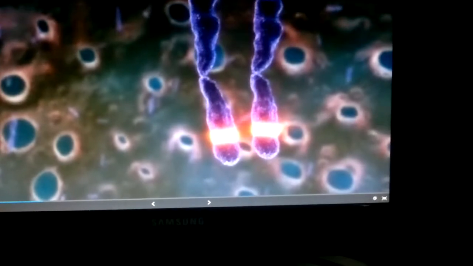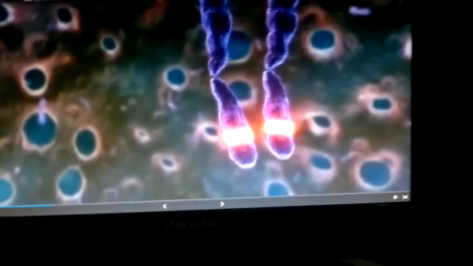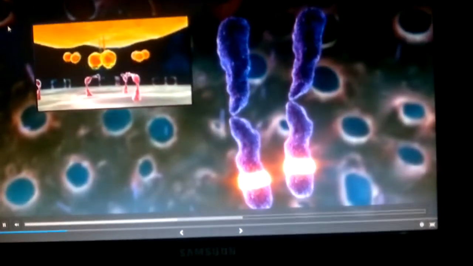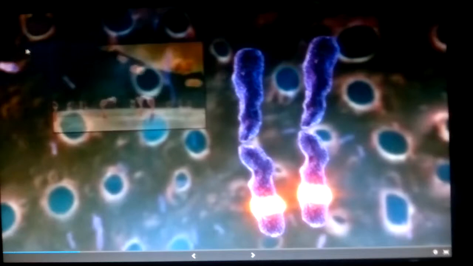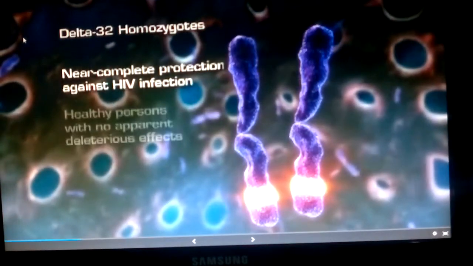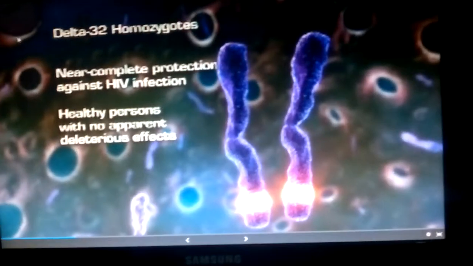Persons who inherit two copies of the CCR5 Delta 32 variant from their parents, known as Delta 32 homozygotes, have no functional CCR5 co-receptors and appear to be highly resistant to HIV infection. Delta 32 homozygosity appears not to be associated with any significant deleterious effects.